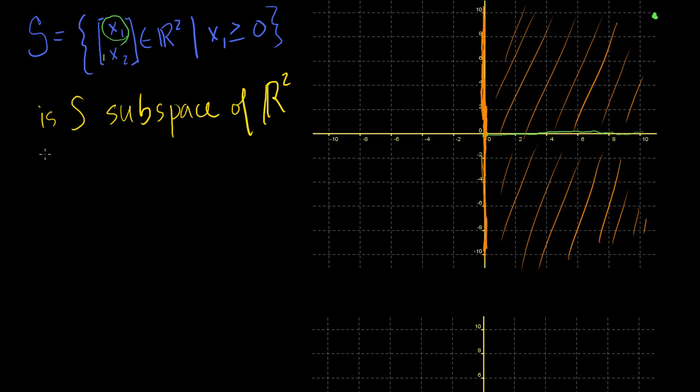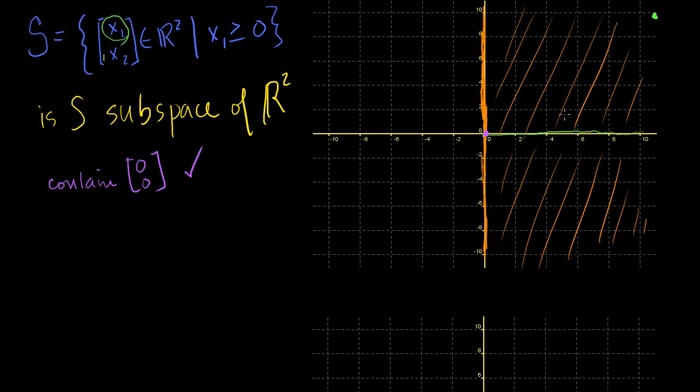So in the case of R2, does it contain 0, 0? Well, sure. It includes 0, 0 right there. We said x is greater than or equal to 0, so this could be 0, and obviously there's no constraint on this. So definitely, the 0, 0 vector is contained in our set S. So that is a check. Now, let's try another one.